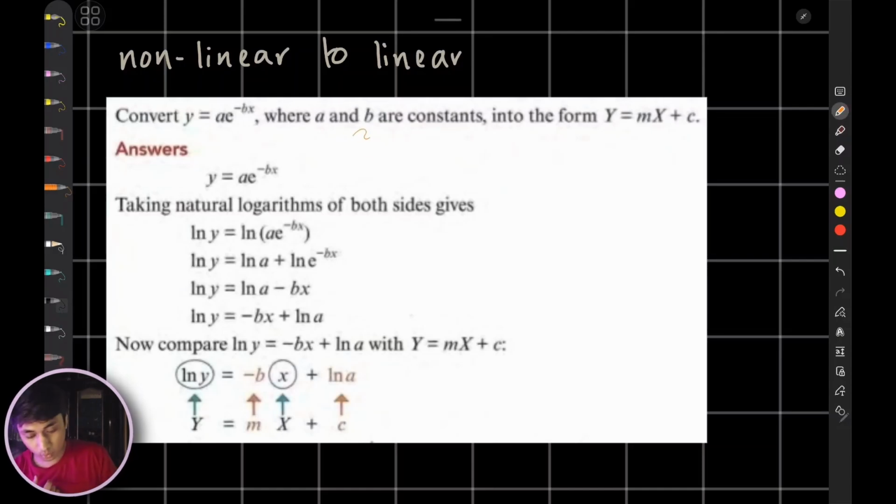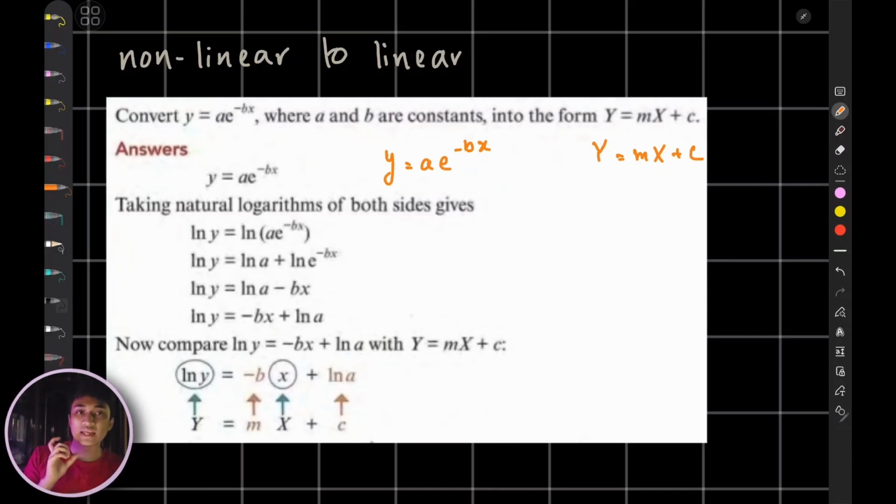Convert y equals a e to the power minus bx, where a and b are constants, into the form of a straight line equation, which is y equals mx plus c. Great. Now, to solve this, what am I going to do?